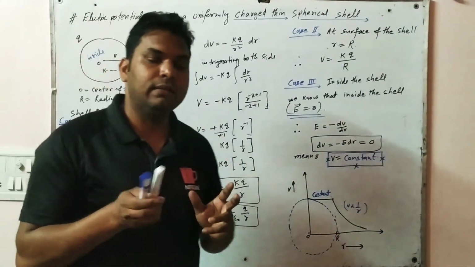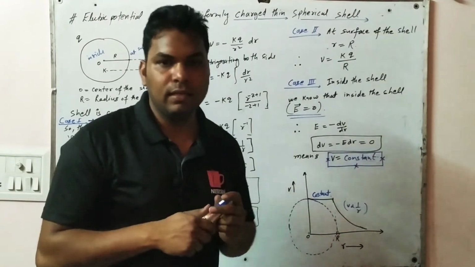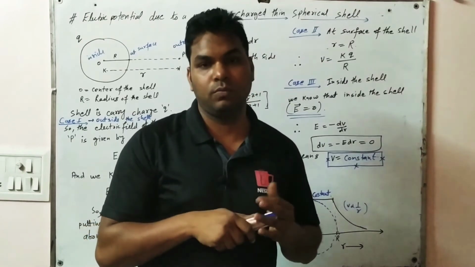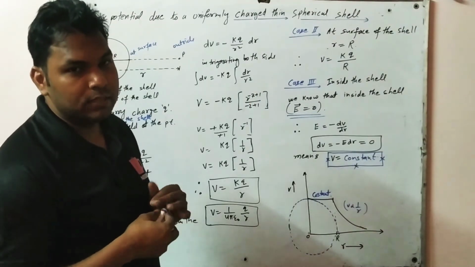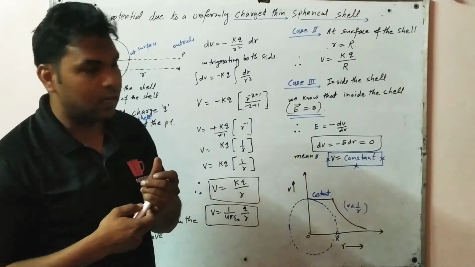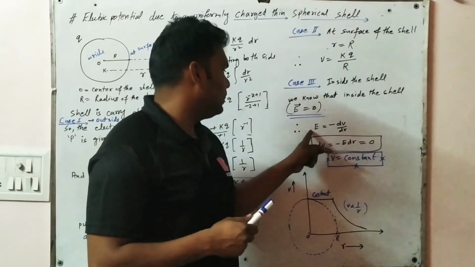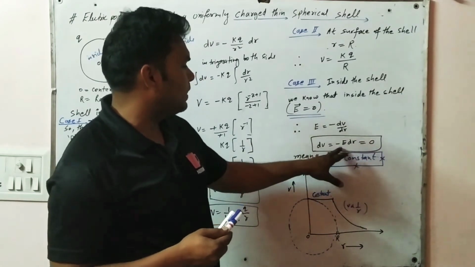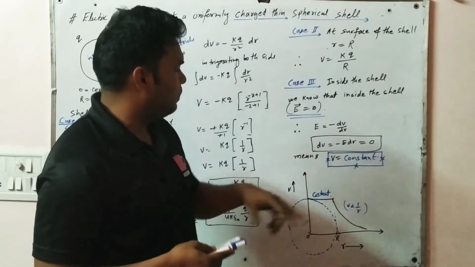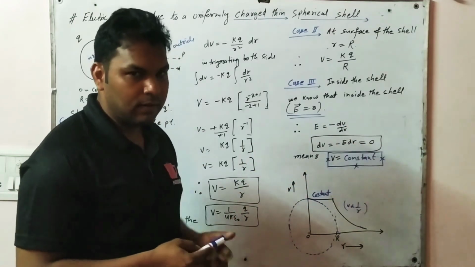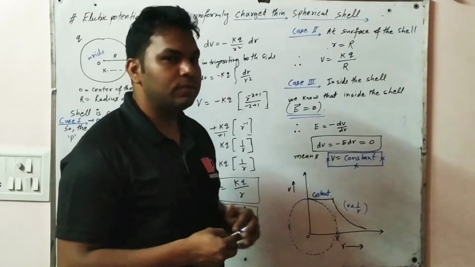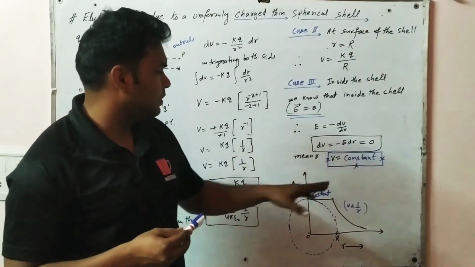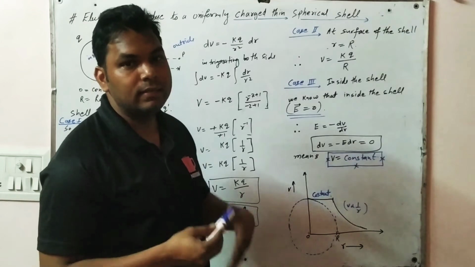So now we have our third case, which is a very important case, inside the spherical shell. As we all know, inside the spherical shell the value of the electric field is 0 because the charge inside the shell is 0. But the potential is not 0 inside the shell. How? We know that E is equal to minus dV by dr. So dV comes out to be minus E dr. We know that the value of E is 0 inside the shell. So dV comes out to be 0, and 0 means constant. So we have a constant value of our electrostatic potential inside the shell.